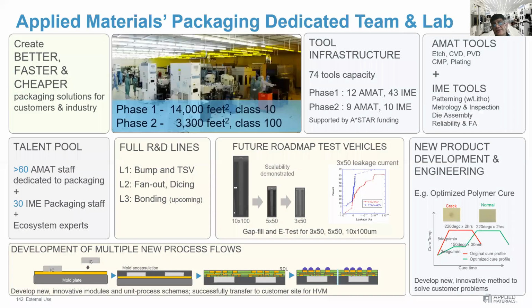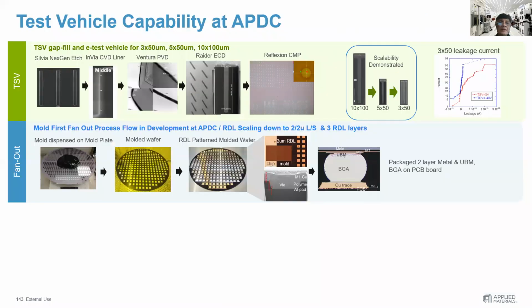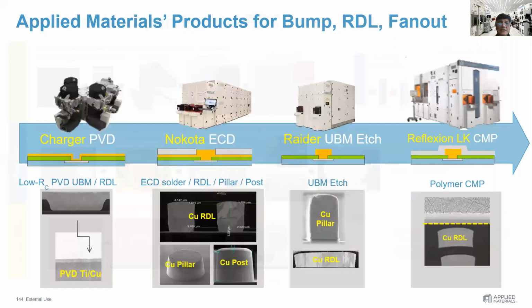It's got complete infrastructure for packaging, bump, TSV, fan-out, dicing, bonding, and it's been used for creating multiple new process flows, which can be integrated with customer sites as and when required. There have been products taken out on through silicon vias, fan-outs, bumps, and paper creations, and there are tools that have been adapted to these processes. So these are just some of the tools.